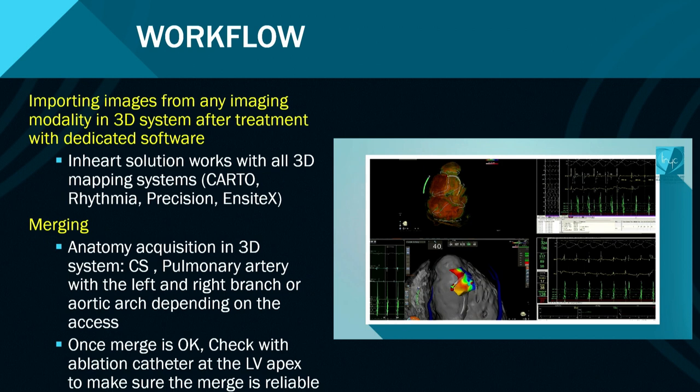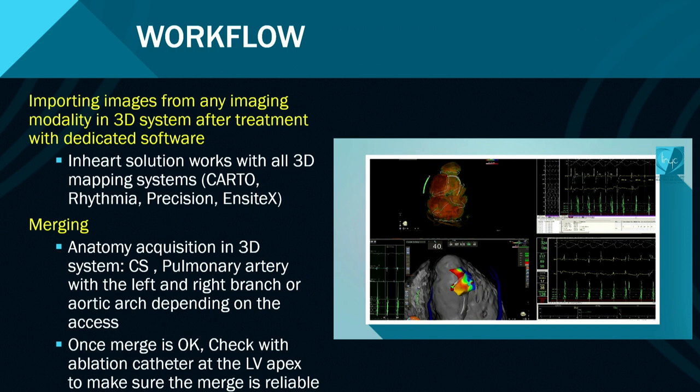Once you merge with that, we go to the left side, and with the ablation catheter you go to the LV apex, and then anterior, inferior, lateral, septal, just to make sure the merge is good. And if it's not perfectly good, you refine it. It looks a little bit repetitive, but this is actually a key point. If your merge is not good, you won't do a good job afterwards. So it's important to take the time you need to get this merge done. It works with any kind of 3D mapping system.